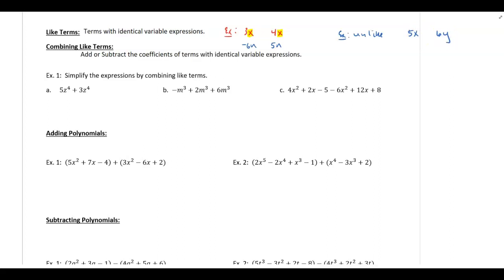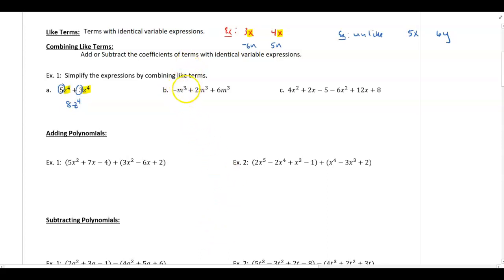Now, when we go to combine like terms, all we are doing is adding or subtracting the coefficients of terms with identical variable expressions. So when I look at the first example here, example 1a, I have z to the fourth, z to the fourth. Right away, I'm just going to add the 5 and the 3 together, and that gives me 8z to the fourth.